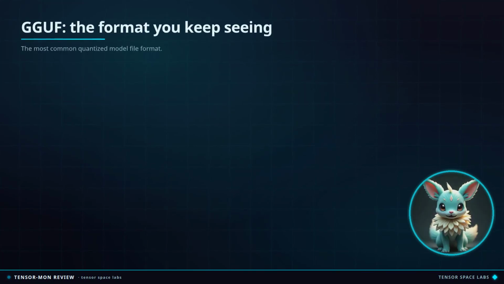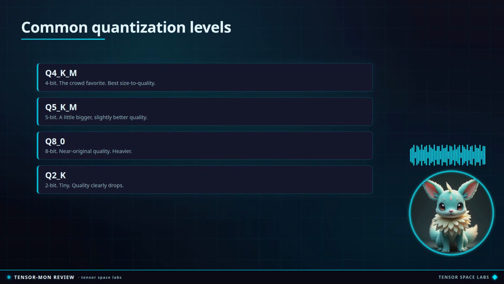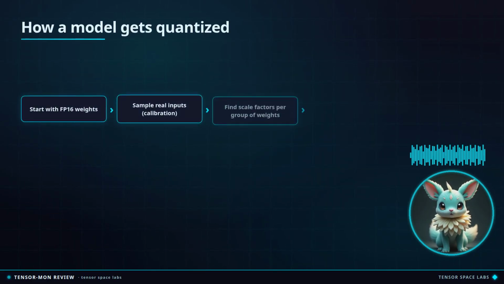If you download a quantized model from Hugging Face, you will see file names ending in .gguf. That is the format. Built for the llama.cpp project. Portable, fast, supported by almost every local AI tool. The levels you will see most. Q4_K_M is the crowd favorite, 4-bit with a smart internal scheme. Q5_K_M is a size step up for slightly better quality. Q8_0 is near lossless but bigger. Q2_K is extreme shrinkage with visible quality drop. Most people start with Q4_K_M.